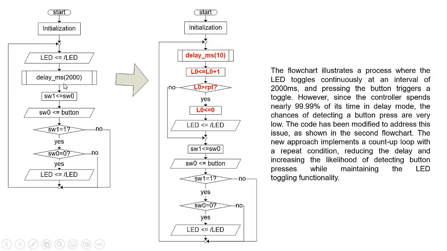we toggle the LED, then delay for 2000 milliseconds. After that, capture the pressing of the button. If the button is pressed, because we are using an active low push button, that means previously it was 1 and now it's 0, then the LED will be toggled too.